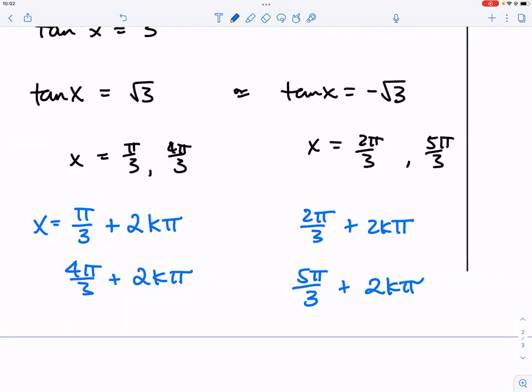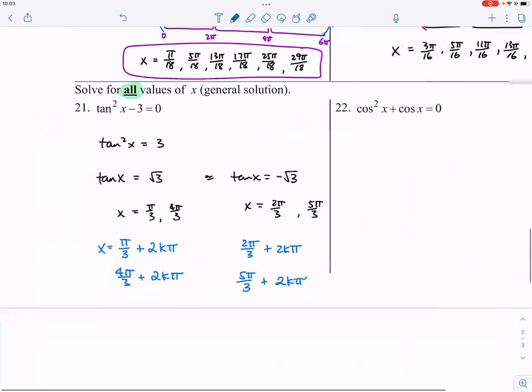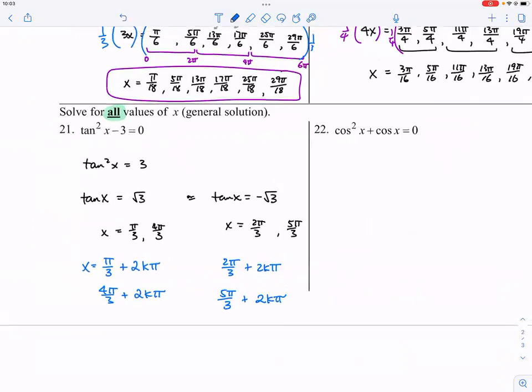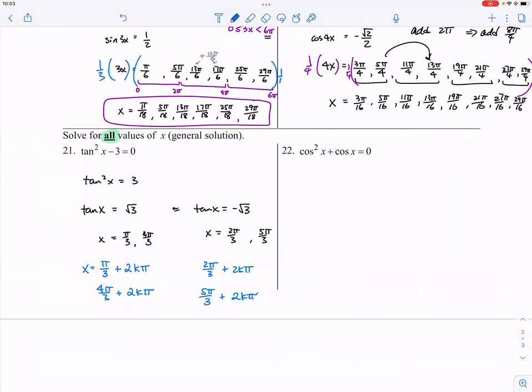So this is basically telling people that, hey, we have your solutions. And you're going to see the solutions every 2 pi. Meaning that if you rotate for one circle, you're going to head back to the same value. So that's how you include all the values of x, instead of just from 0 to a particular angle value. Okay, so go ahead, try out number 22 yourself.